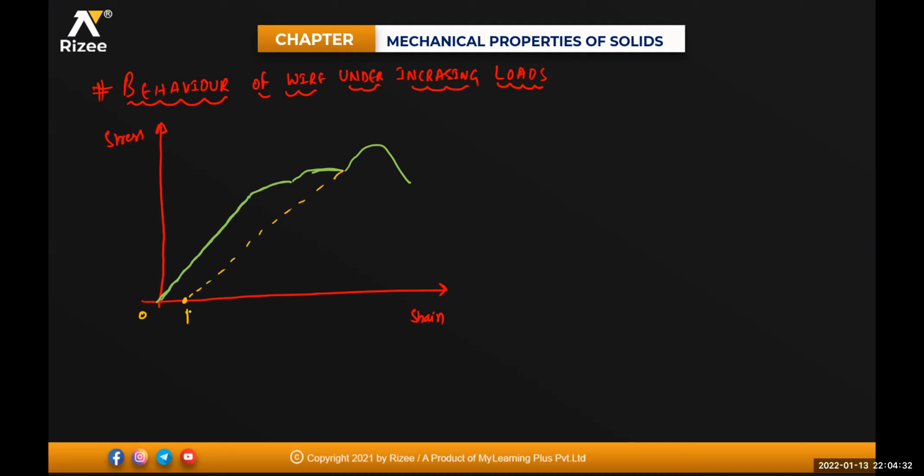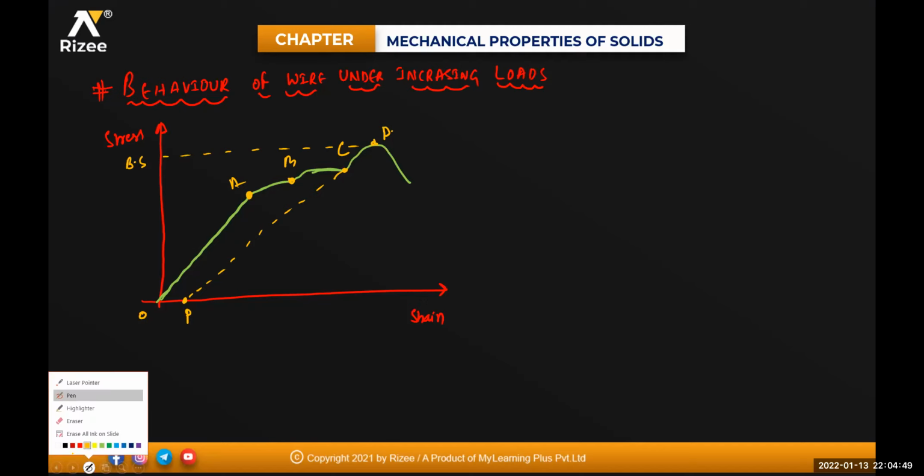This is origin. This is your P. This point I'm taking as A. This point I'm taking as B. This point I'm taking as C. And this point I'm taking as D. The point D is known as your breaking stress.